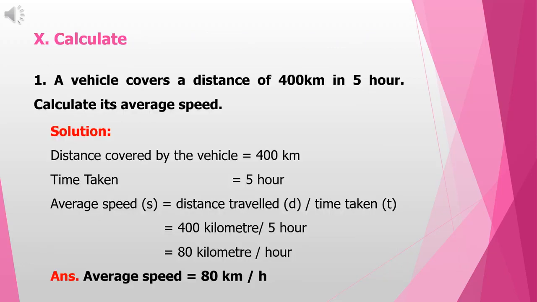10th Roman letter, calculate. Question number 1, a vehicle covers a distance of 400 km in 5 hours. Calculate its average speed. Solution. Distance covered by the vehicle is 400 km. Time taken is 5 hours. We have to calculate average speed. The formula for average speed is distance covered divided by time taken. 400 km divided by 5 hours. We get the average speed as 80 km per hour.